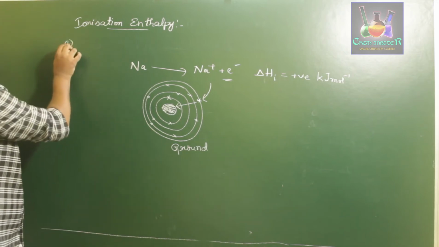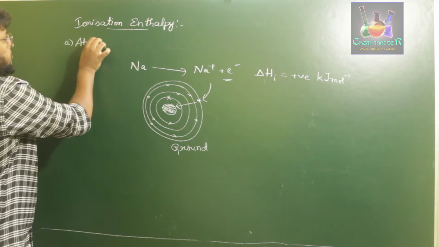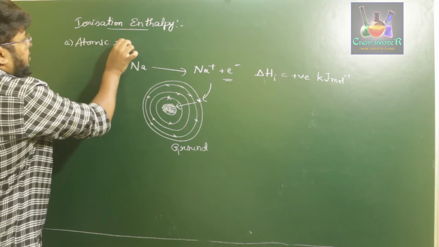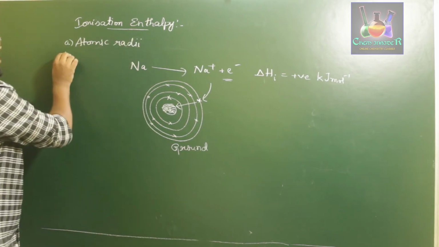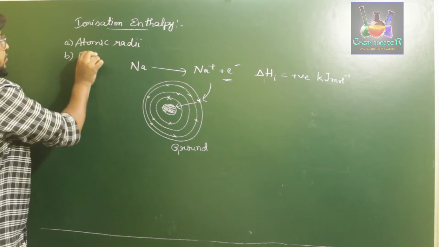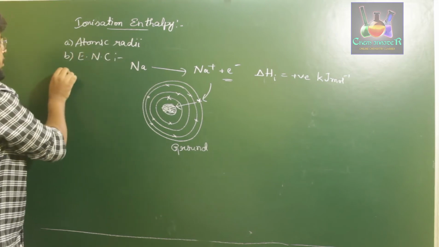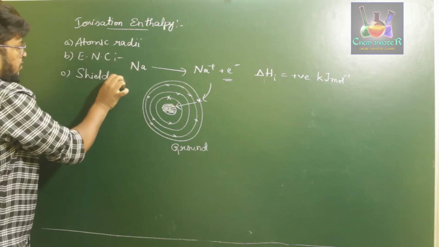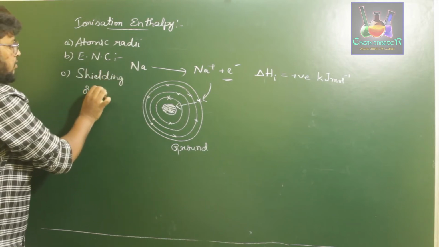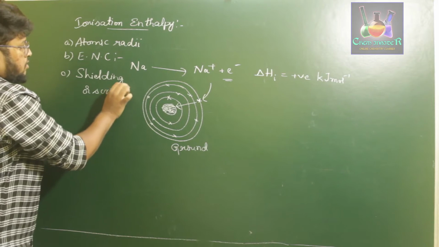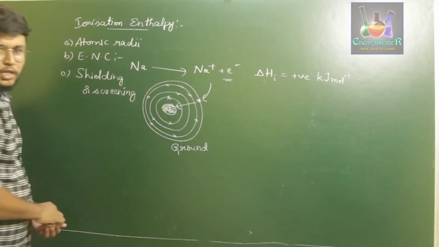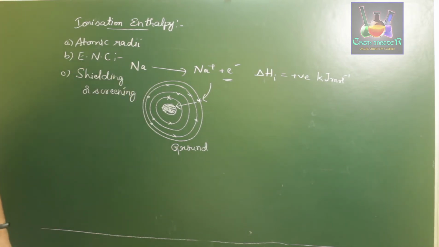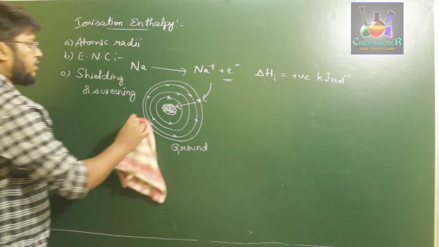First factor is about the atomic radii. Second factor is about effective nuclear charge. And third one is about the shielding or screening effect. So these three are the very important points which define the ionization enthalpy of a given atom.